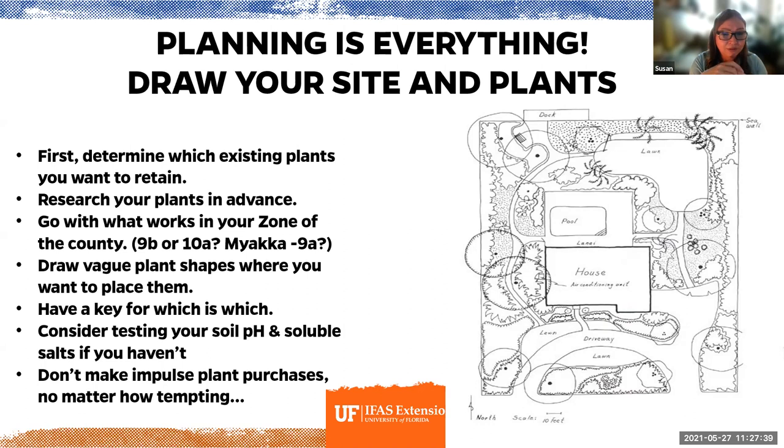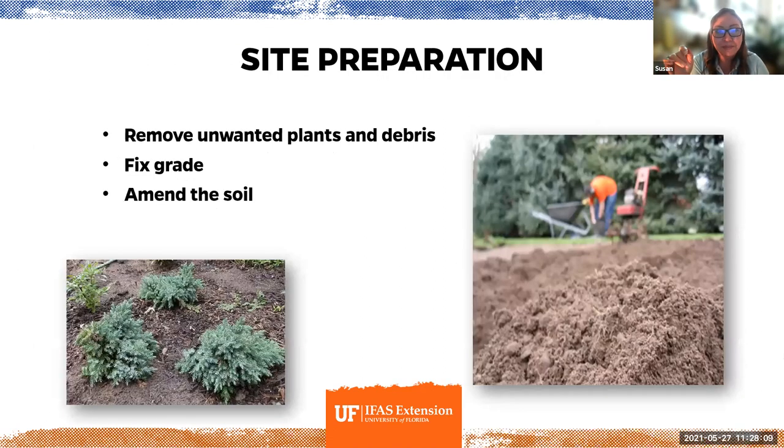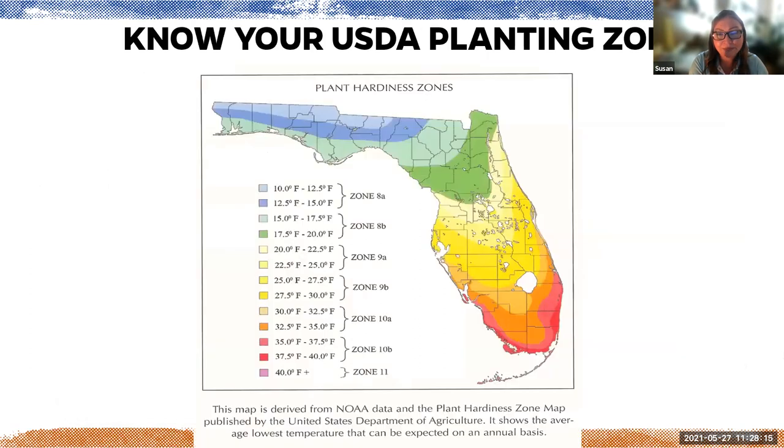Go with what works for your zone. If you're 9B or if you're 10A, if you're way out east in Myakka, really far out there, you might be 9A. Draw vague plant shapes. You don't have to be an artist, again, just vague plant shapes, so that you know where you want to place these things. Have a key for which is which. And again, don't make impulse plant purchases, no matter how tempting they may be. Prepare your site, remove unwanted plants and debris, fix the grade, amend your soil if need be. And of course, this is a great zone map to remind you of where you are in the county. Most of Manatee is 9B, some of it's A.